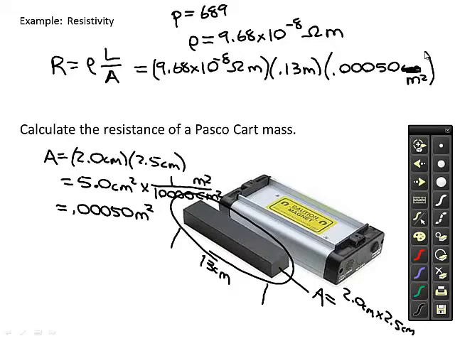That's better. Okay, so a quick calculation, 9.68 times 10 to the negative 8 times 0.13 times 0.0005. So we get a very small resistance for this. I've got 6.3 times 10 to the minus 12 ohms. So small resistance as you'd expect. If it's iron and it has a huge cross-sectional area, you'd expect the resistance to be pretty small. Okay, onward.